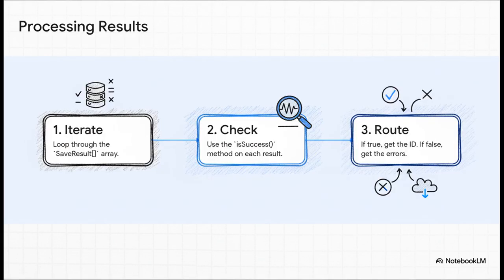So what do we do with this report? It's a really simple three-step process. First, you're going to loop through that array, looking at each result one by one. Second, for each one, you ask a simple question. Is success? Did this one record save correctly? And third, you just route the traffic. If it was a success, awesome. Grab the ID of the new record. If it failed, well, now we dig in to find out why.